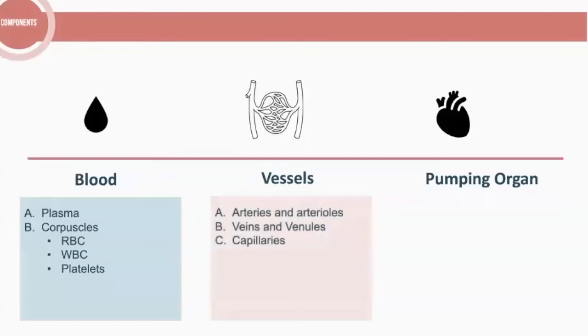Next, we will be discussing the vessels. We have three subtopics. First, we will discuss the arteries and arterioles. Next, the veins and the venules, and then the capillaries. And then for the pumping organ, which is the heart, we will discuss two major types: the chambered heart and the peristaltic heart.